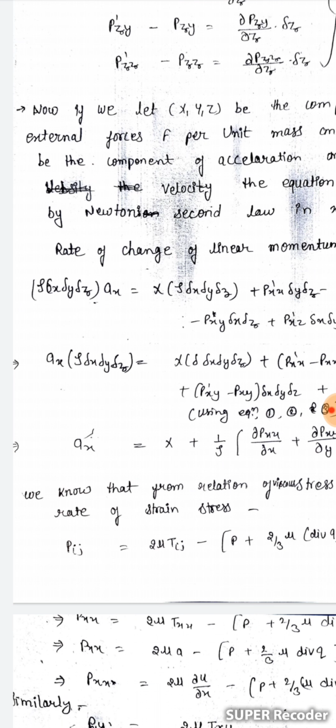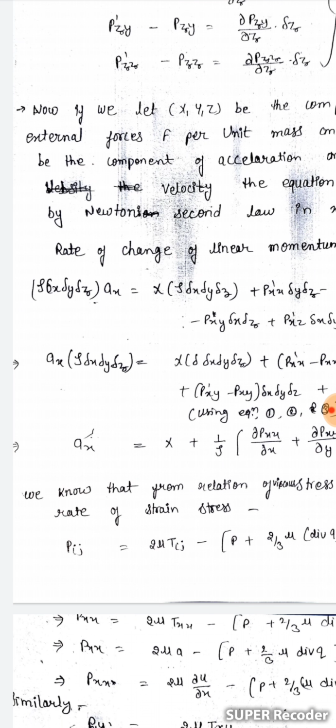per unit mass. Now we know from the relation between the viscous stress tensor and the rate of strain tensor that Pij is equal to twice mu Tij minus P plus 2 by 3 mu divergence of q into delta ij. So Pxx is equal to twice mu Txx minus P plus 2 by 3 mu divergence of q. Pxx is equal to twice mu into delta u by delta x minus P plus 2 by 3 mu divergence of q. This is our equation number 5.